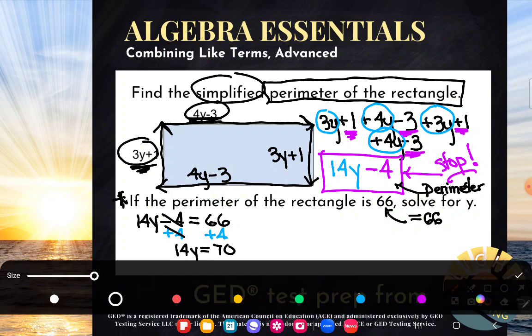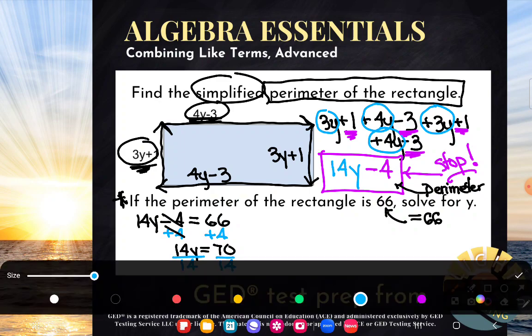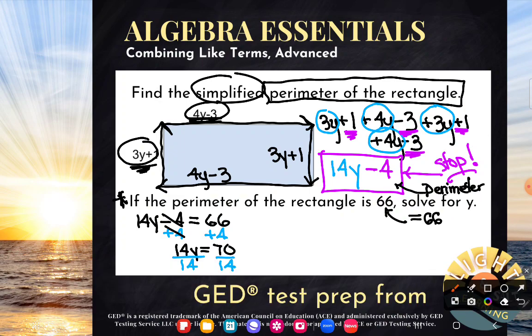Y is still not alone. It's got a 14 hanging out, which is multiplying, so I will divide it away on both sides. And multiplying and dividing by 14 cancel. Y is alone, just like I wanted. And y is, we'll do that in your calculator, but 70 divided by 14 is 5.